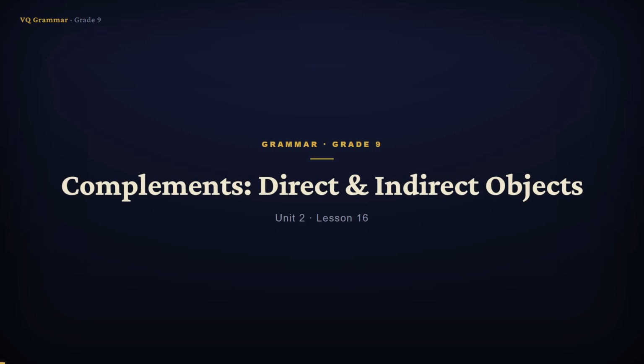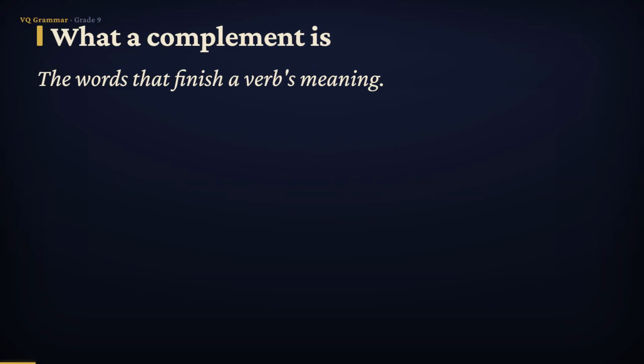This is Unit 2, Lesson 16, and today we're talking about complements, the words that finish what a verb starts. We'll focus on two of them, the direct object and the indirect object. And by the end, you'll be able to spot each one and tell them apart with a couple of simple questions. Let's dig in.